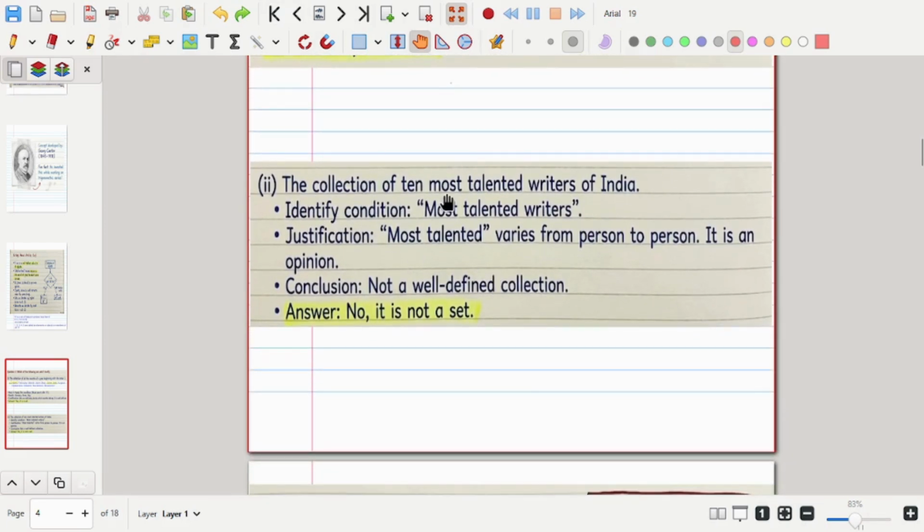The collection of 10 most talented writers of India. The condition is most talented writers. Most talented varies from person to person. It is an opinion. Therefore, it is not a well-defined collection. Therefore, it is not a set.